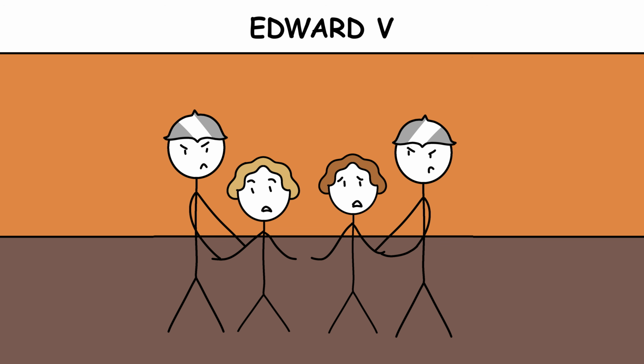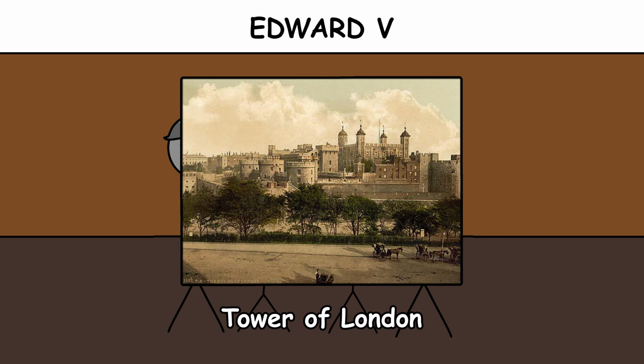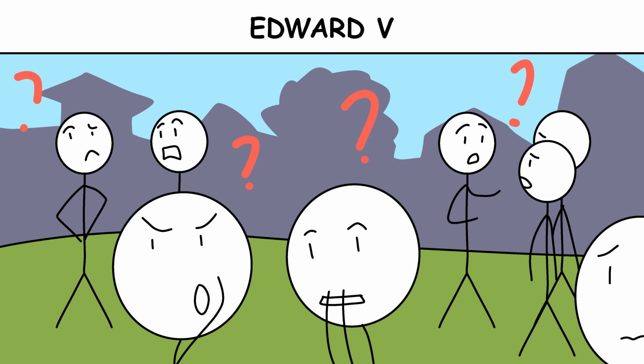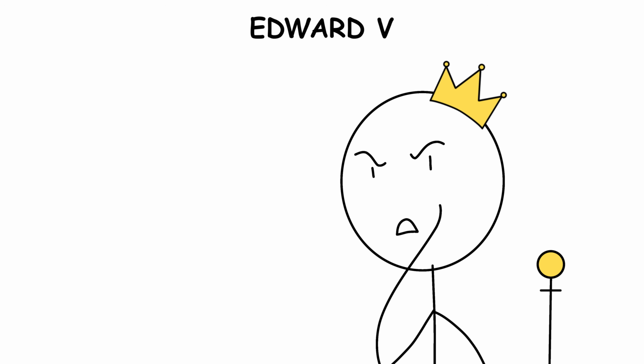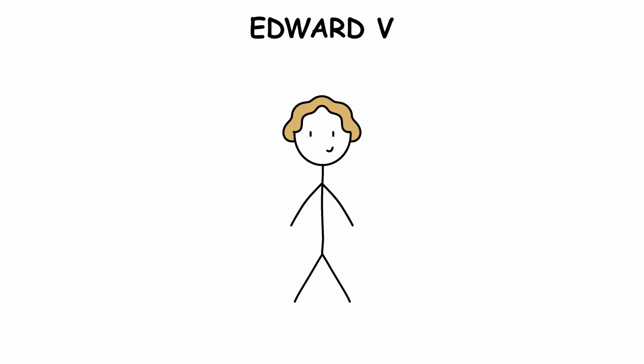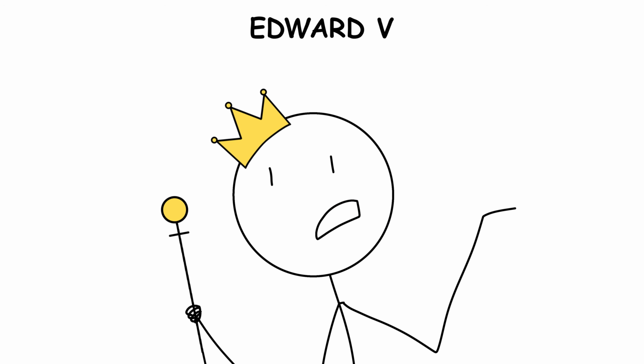Edward V and his 10-year-old brother were moved to the Tower of London. They were never seen alive again. The princes disappeared completely. Most historians believe Richard murdered them to secure his throne. Their bodies were never found. Edward V reigned 2 months and was never crowned.